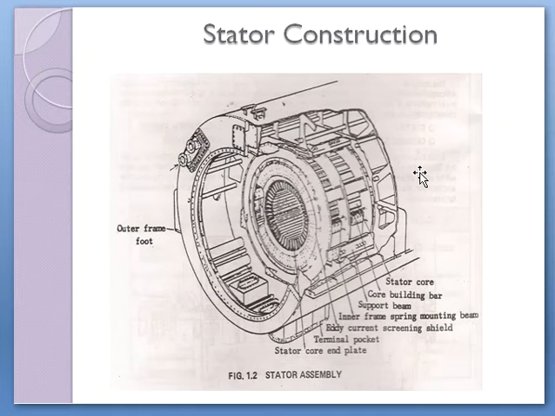Now, after having a detailed understanding about the different parts of the stator, we can see from this cross section that this outermost part is the stator frame, and the next one is the stator core and the inner frame. Then we can see that there are some terminal pockets for release of gases, etc., then the stator core, and ultimately this is the end plate.